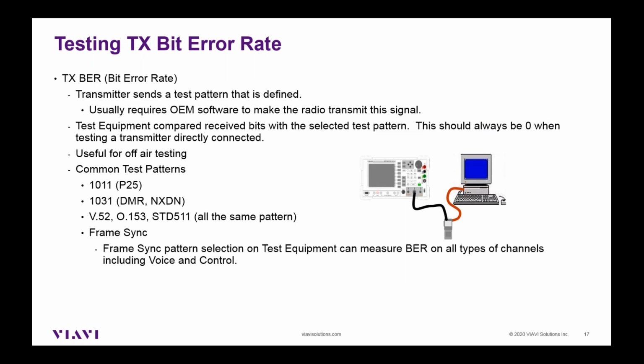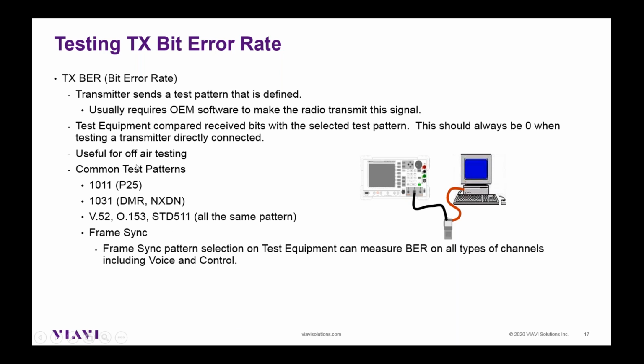Another kind of common test is testing a transmitter bit error rate. This will almost always result in a 0 reading when you're testing a transmitter directly. The measurement on transmitter bit error rate is actually more useful in drive testing, where I'm receiving a signal off the air.